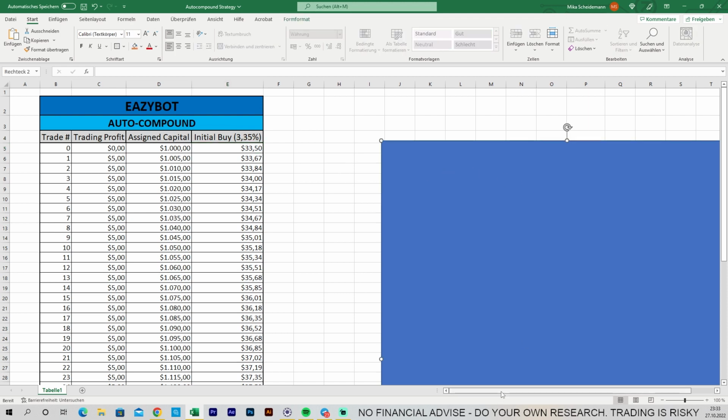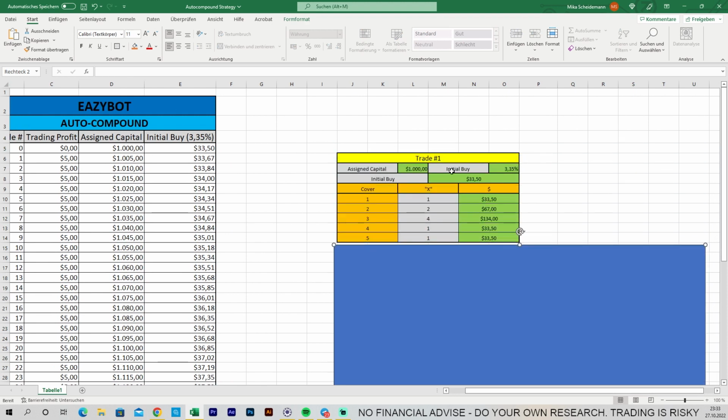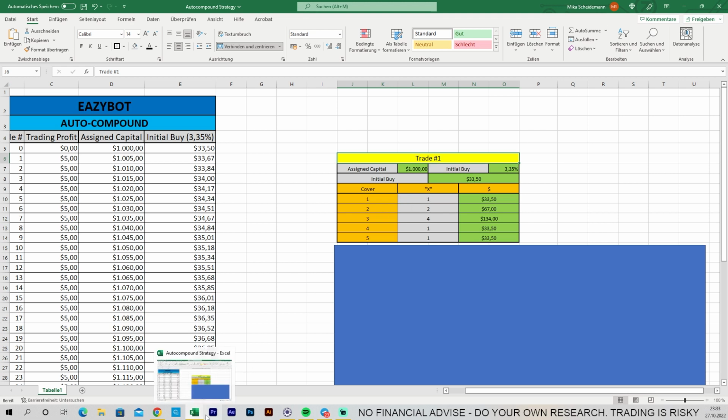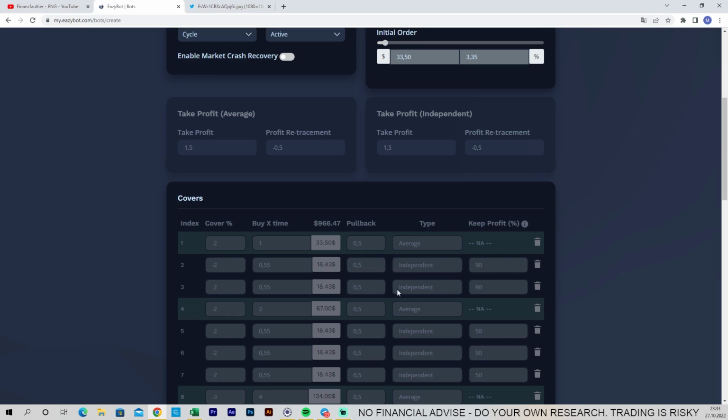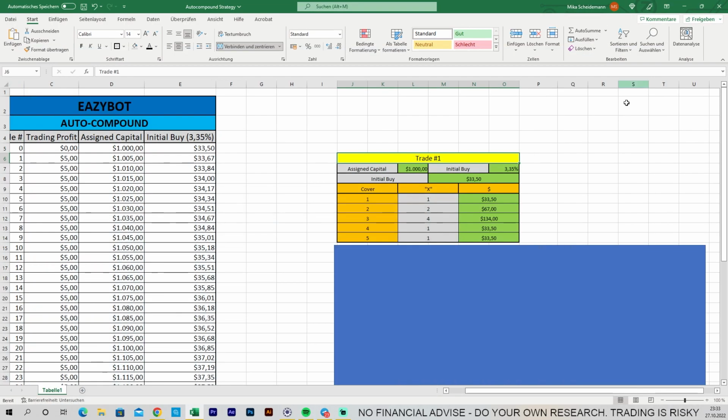I made a little example here to show you again. We have our trade number 1, and let's choose the old strategy, because the new strategy is a little bit more complicated, with independent buys and sells in between the average, in between the first martingale strategy with the average type. So let's use the old strategy where those independent trades within the first 3 average trades are not involved. That's easier to understand then.